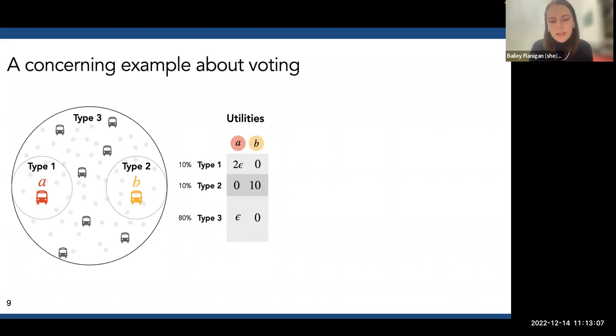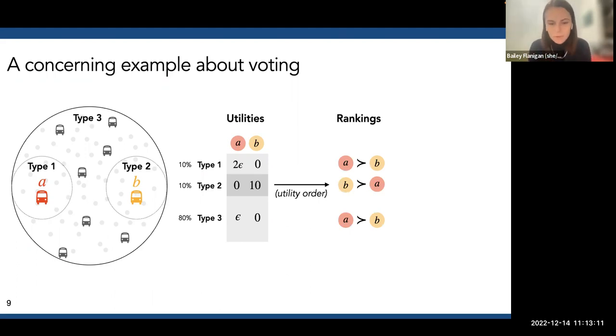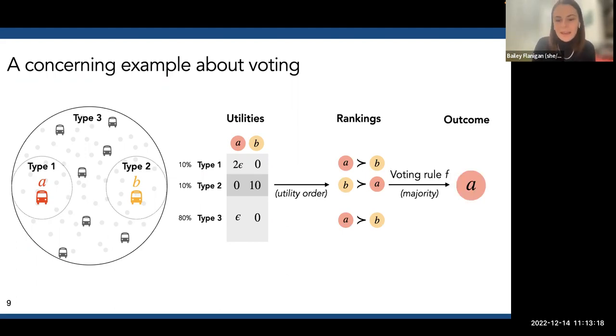And if we think about what's going to happen when people vote, the rankings that they're going to submit, 90% of people will rank A ahead of B. Okay. And any reasonable voting rule that sees these rankings is going to choose A because it sees that 90% of people prefer A over B, and it can't see the utilities. It can only see the ranking. Okay.